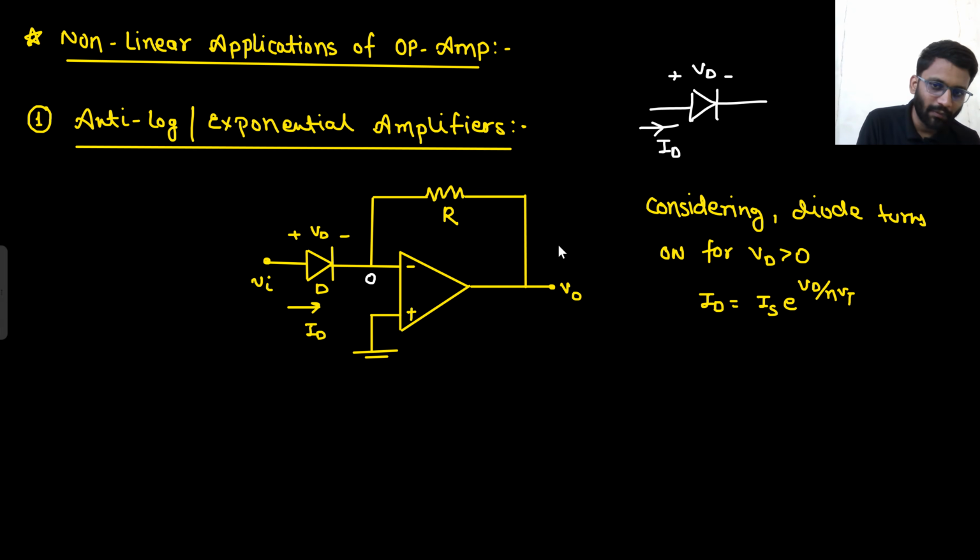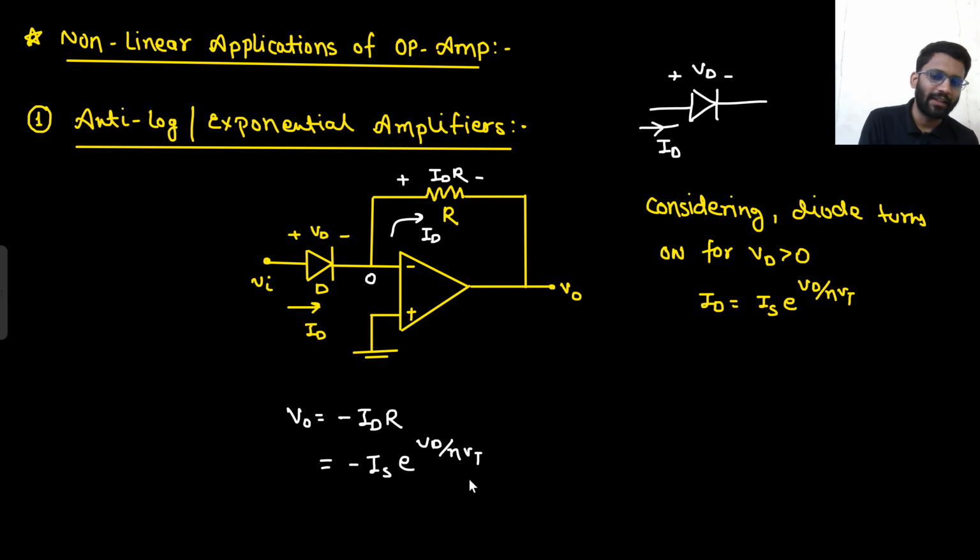So tell me, what is your V0 voltage? V0 is minus Id into R, because this same Id current is flowing here. This drop will be Id into R. So V0 will be minus Id into R. What is your Id? Id is this expression, Is e to the power Vd upon eta Vt, into R.